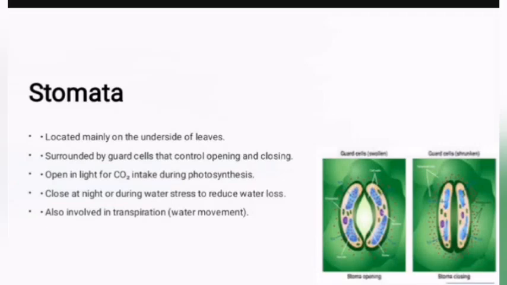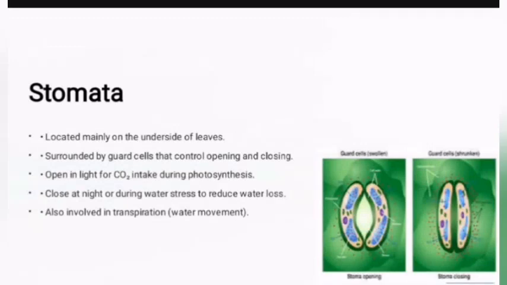Now I will explain once more. The guard cells are responsible for opening and closing of the stomata. During the day, the guard cells swell up. As they swell up, they open. But during the night, or when there is so much water loss by the plant, the guard cells become flaccid and they close. When they close, there can be no more gaseous exchange through the stomata.